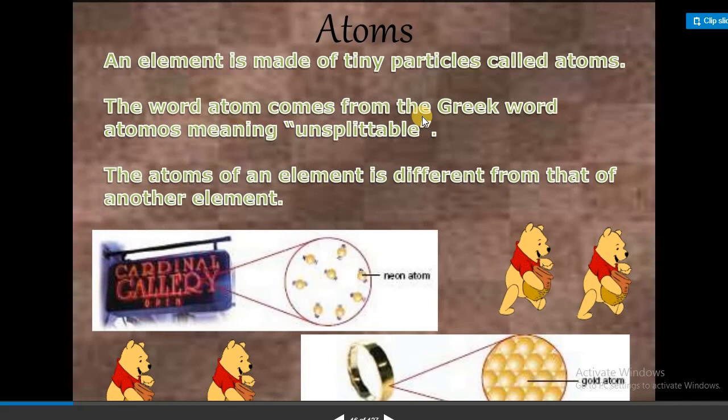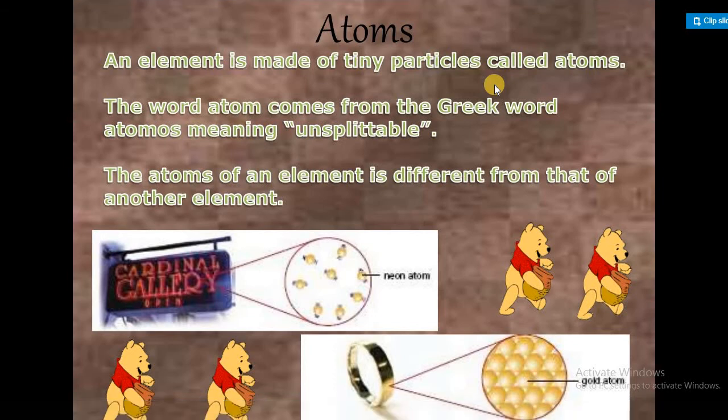Now, what is an atom? If they ask you for some information or a definition, then we can define it as: an element is made up of tiny particles called atoms. It is derived from the Greek word atomos, which means unsplittable. But further studies have already told us that an atom can be split into different subatomic particles like electron, proton and neutron. So the atoms of an element are different from those of another element.